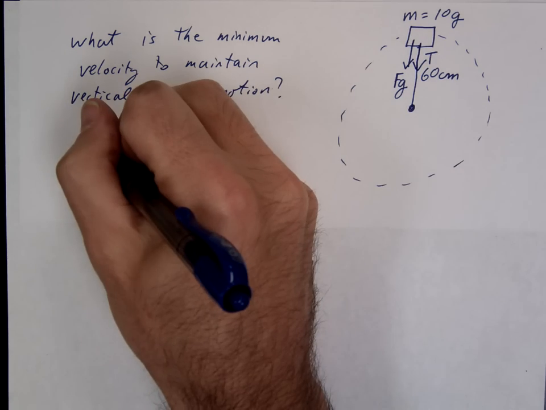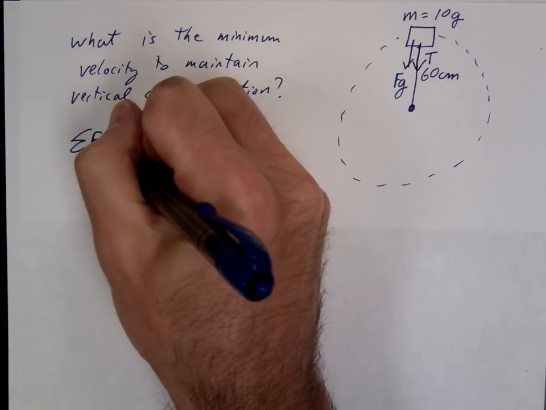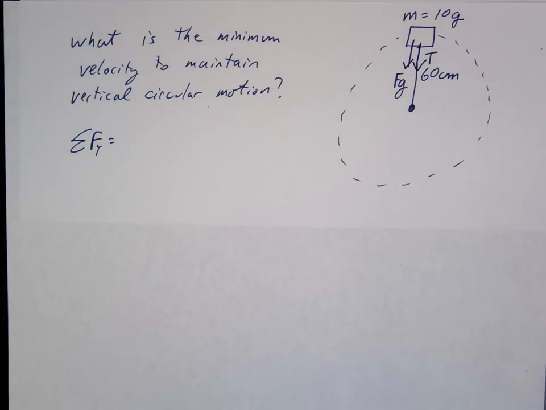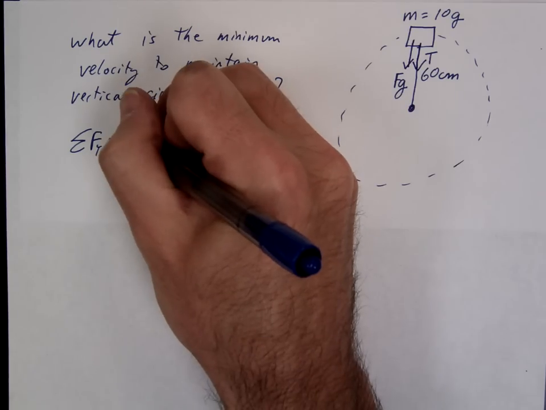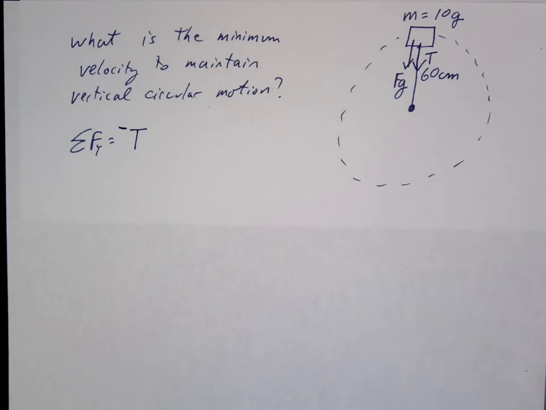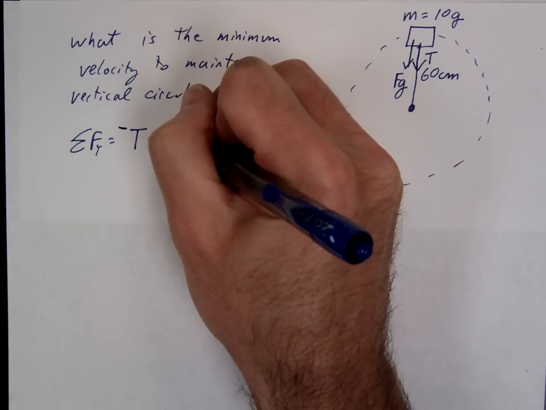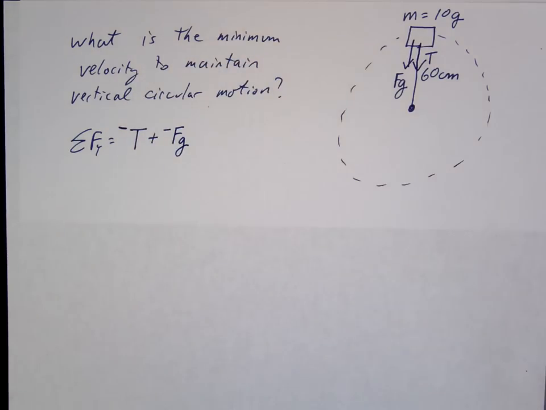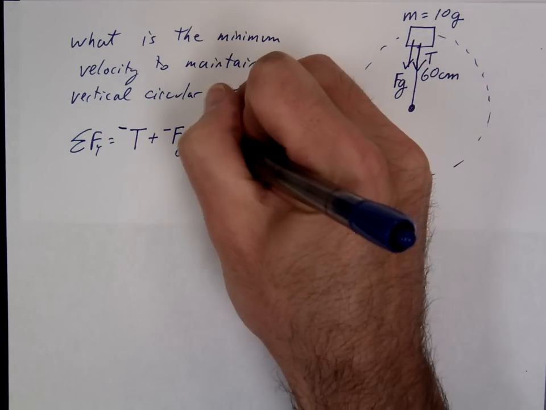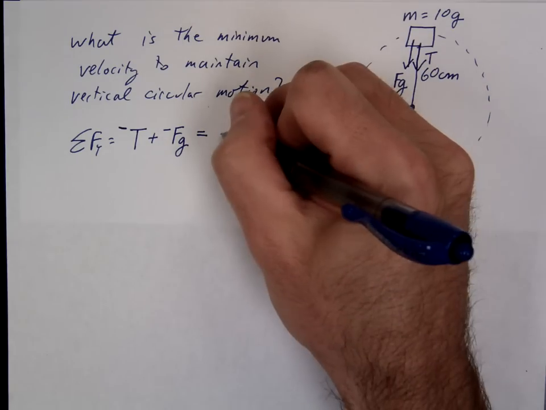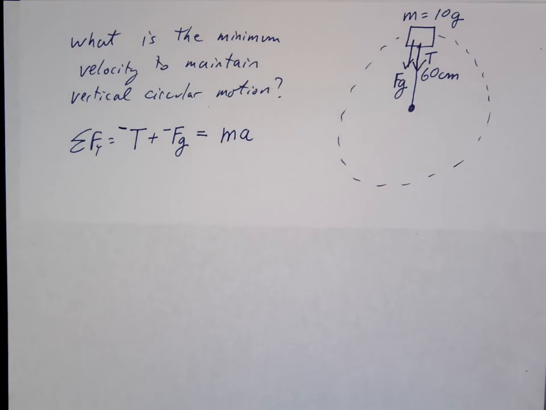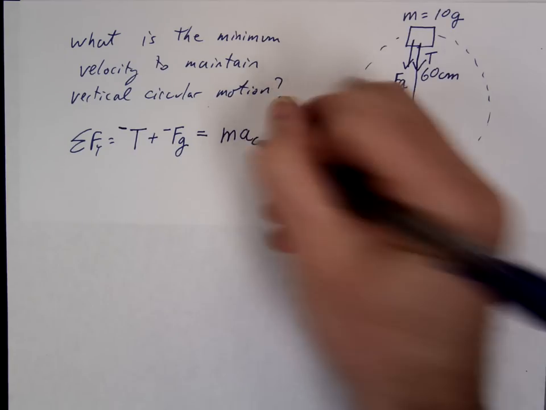All right, step number 2, set up your equations. Notice we only have one dimension to worry about. That's the vertical. We only have two forces, so I have tension going down. I'm going to say this is negative because it's going down. I have gravity going down. I'm going to say that's negative also. What should that equal? Let's write it like this: the sum of the forces equals MA, and it's a centripetal A because it's going in a circle. Good.